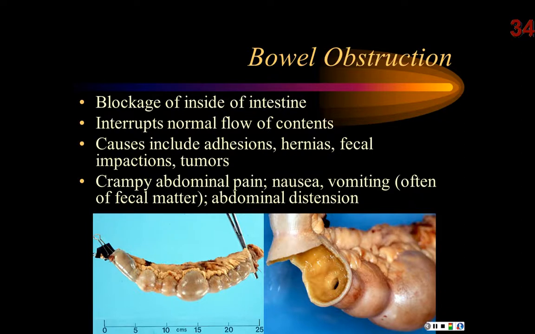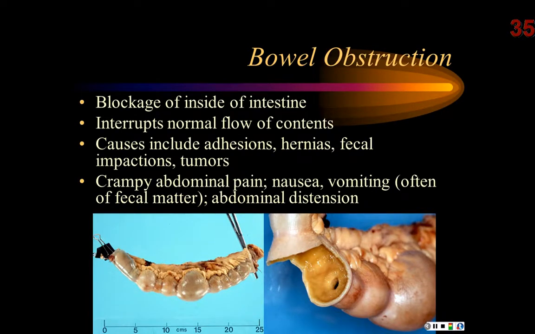Let's talk about bowel obstructions for a minute. Your elderly folks are extremely high risk for bowel obstructions. So are little kids, but you'll see this a lot in elderly people. It's the blockage of the inside of the intestine, and it interrupts the normal flow of the contents, which is what we end up forming into bowel movements or stool. Causes include adhesions, hernias, fecal impactions, which is why our elderly folks have a hard time, or tumors. Basically, anything that's going to block or impede the flow through the gut.